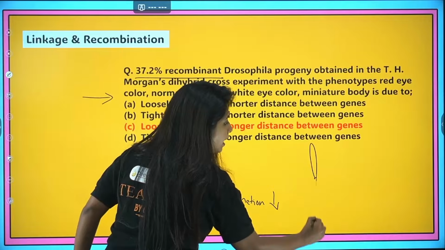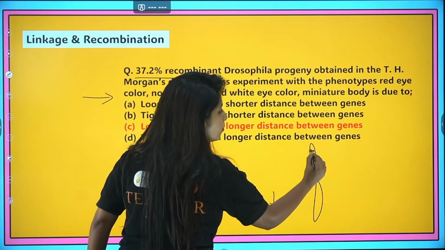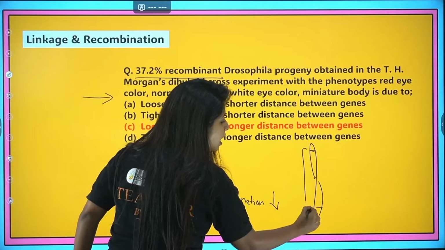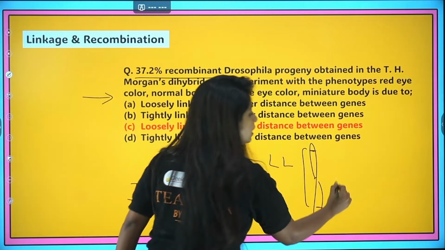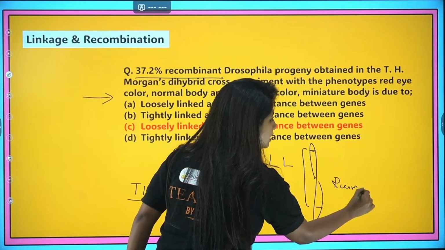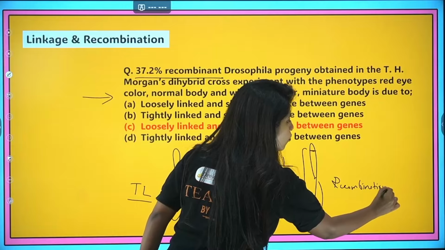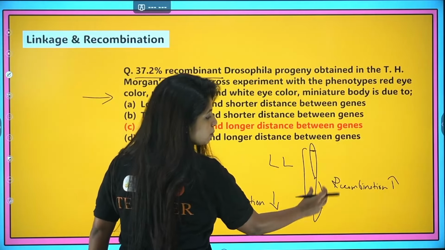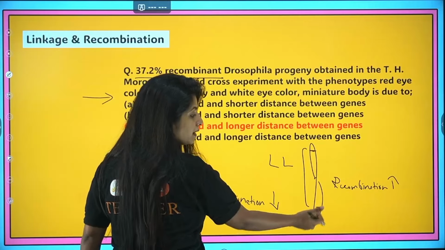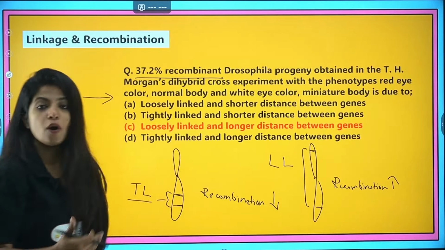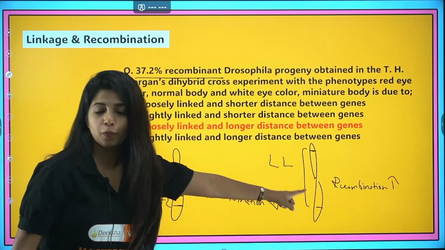Now, on the other hand, when you say more recombination is there, probably it's because the two genes are loosely linked. They are far away from each other, which is why there are chances that there can be more amount of recombination. So this part of the chromosome can go somewhere else, and the other chromosome's part can come over here, making it a new combination altogether. So that is possible over here.